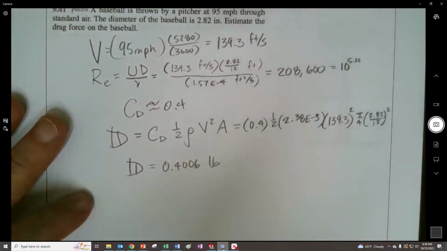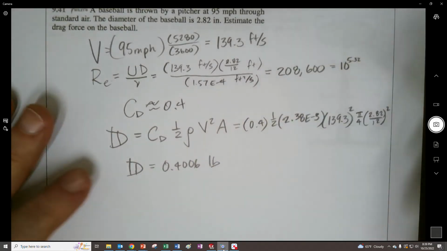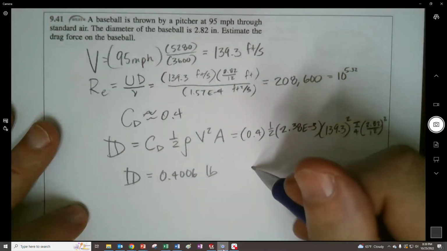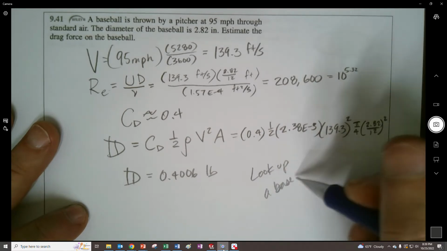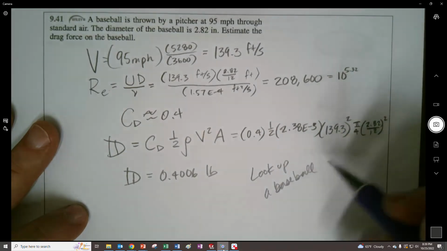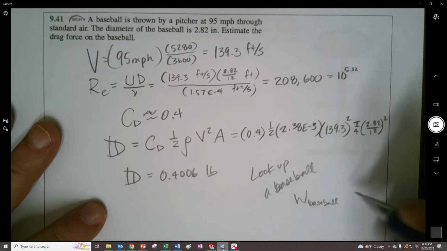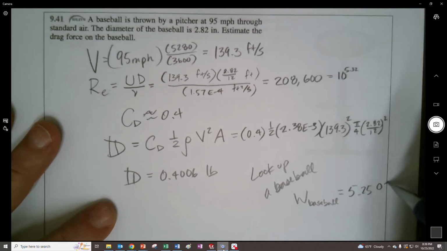0.4006 pounds. Now, my question is, does that make any sense, right? So we just estimated the drag force, and what good does that do me? Well, one thing I could do is look up the weight of a baseball. And what I got back was the weight of the baseball, W subscript B, was about 5.25 ounces, OZ.